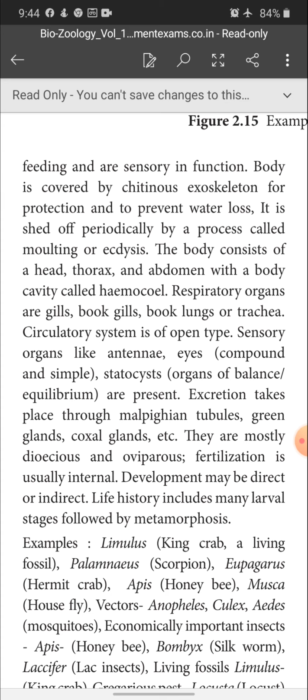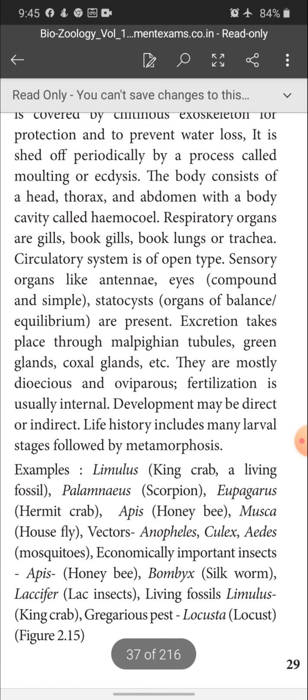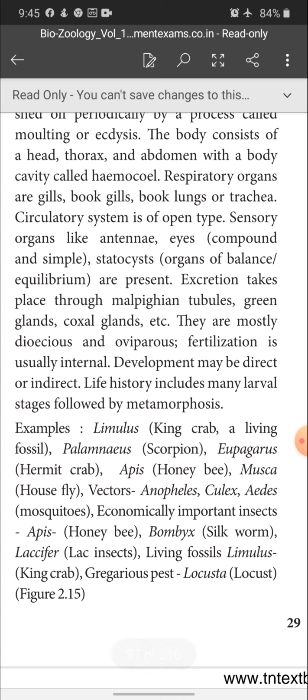And then excretion takes place through Malpighian tubules, green glands, coxal glands. They are mostly dioecious and oviparous. Fertilization usually internal. Development may be direct or indirect. Life history includes many larval stages followed by metamorphosis, right? So this is what we have about phylum Arthropoda. Example for this phylum, when you go through the examples, within brackets you will have a common name of this animal. Please note it down also, children.